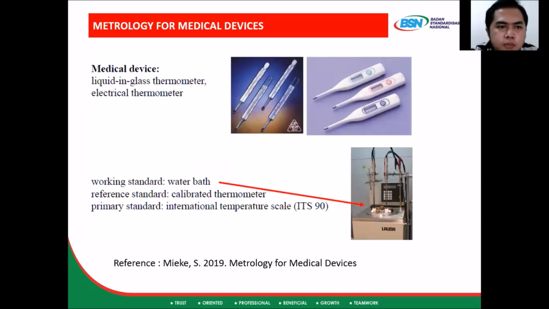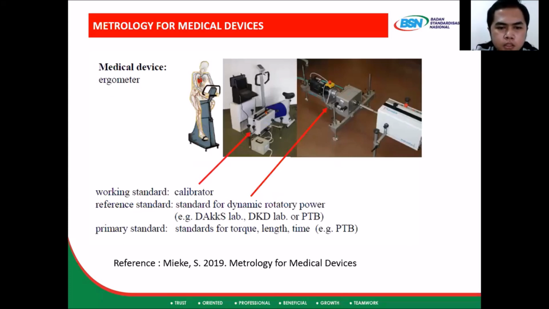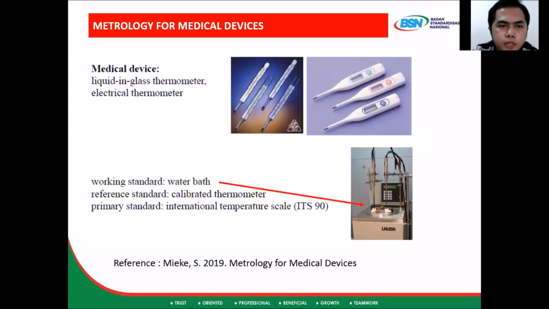This is an example of a medical device, a liquid-in-glass thermometer or electrical anemometer. They are calibrated with a working standard, which is a water bath. And the water bath is calibrated to the reference standard, which is a calibrated thermometer. And the primary standard of this is the International Temperature Scale, ITS-90. This is an example of MEDI 1. I mean, the traceability is like the classical metrology.